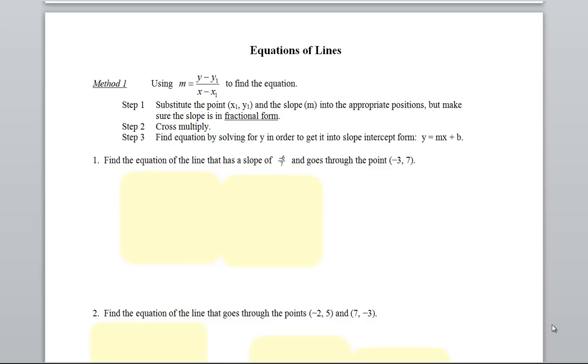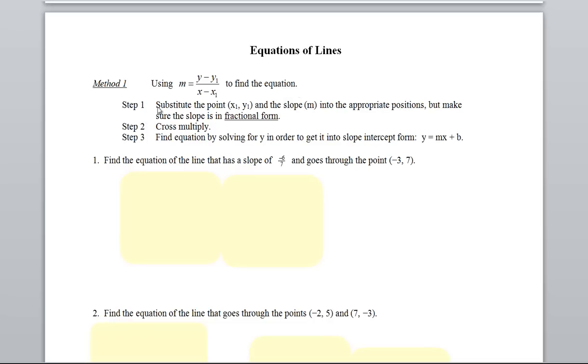Now we're going to find equations of lines. I've got two methods that I'm going to show you. The first method, we're going to be using a formula that should look very, very familiar. So we're going to use your slope formula to find the equation.